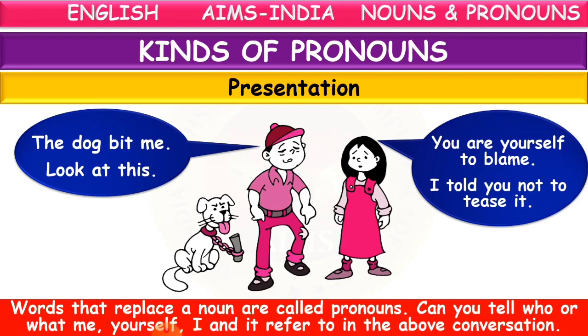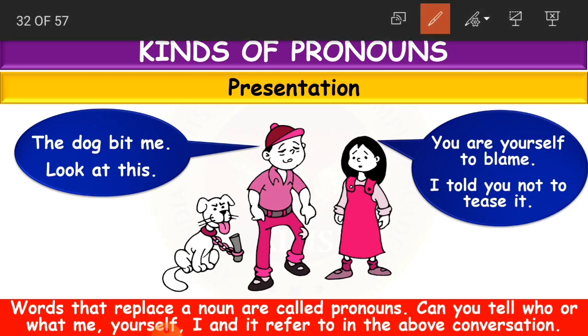For example, in our sentence, dog is the noun. And the girl used it for addressing the dog. Yes or no? And it is the pronoun for this noun, dog. Me, you, yourself, all these types of words become pronouns. We'll learn again in the coming slides. So words that replace a noun are called pronouns.